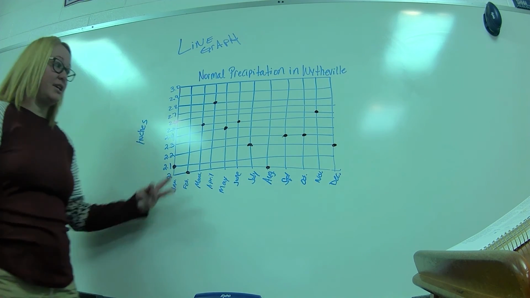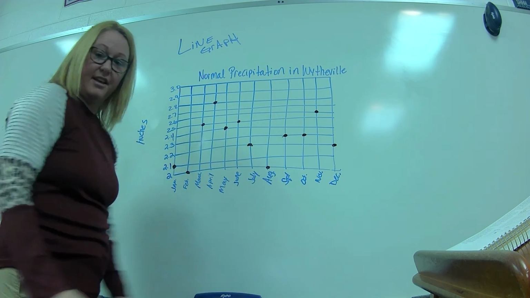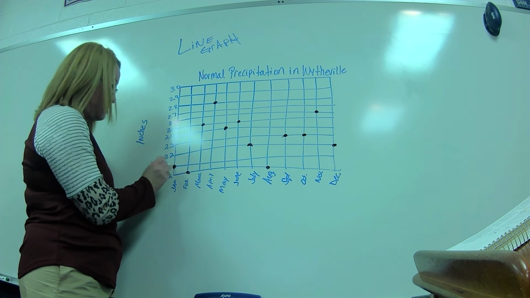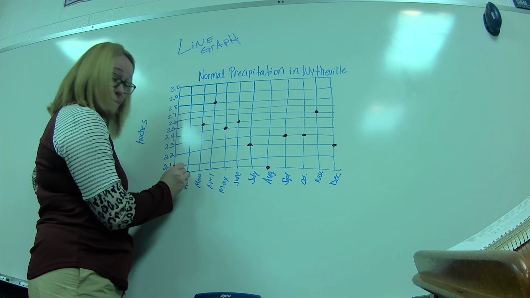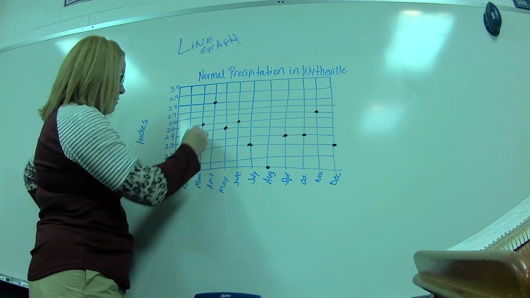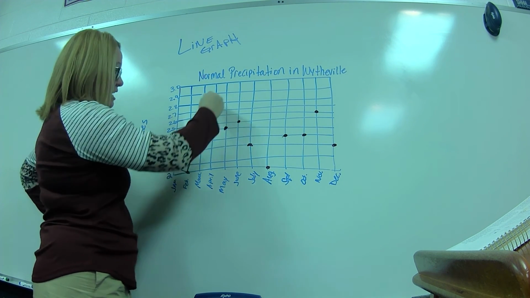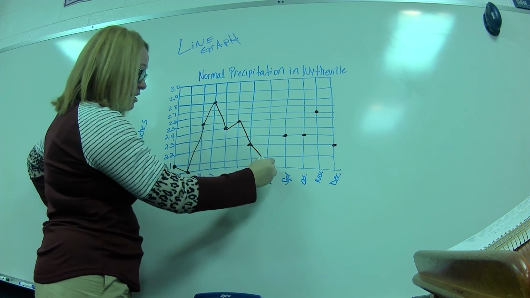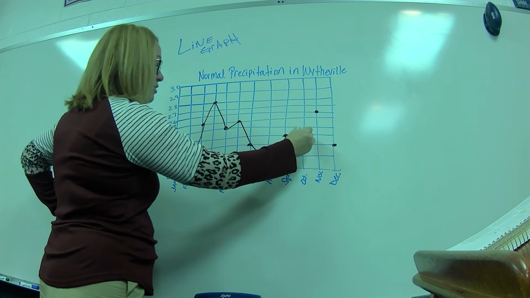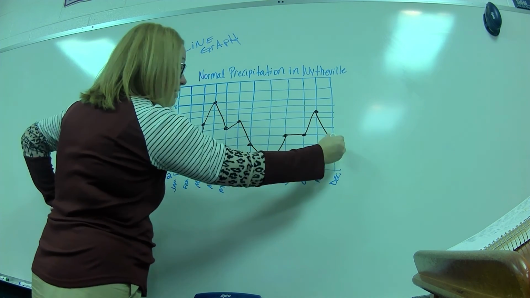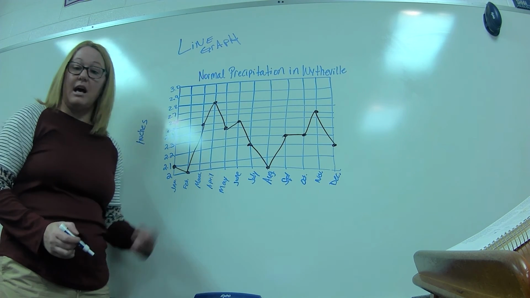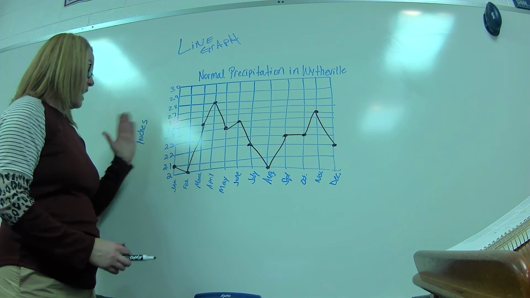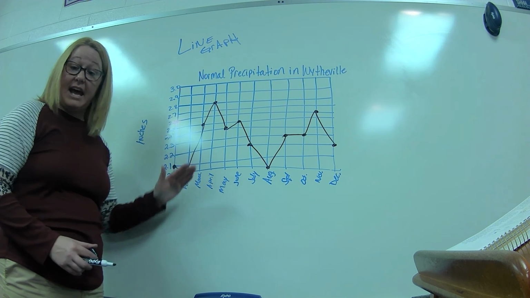Now, I have to connect the data information, and I'm going to end up with a line. I start with my plotted information of January. I go January to February, February to March, March to April, to May, to June, to July, August, September, October, November, December. And now I have a line graph. Again, I have a title, a scale, and labels.